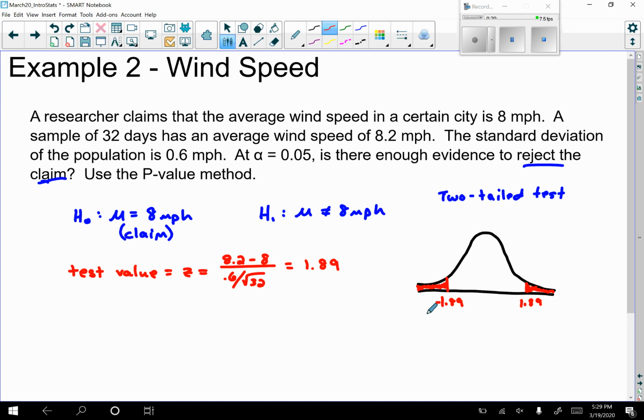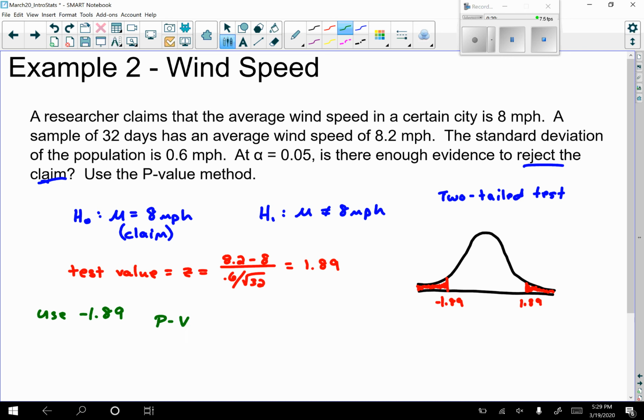We're just using one of these ends to help us find the area here, but we need to double it to get our total p-value. The p-value, just like alpha, is going to be the two split tails added back together. So I'm going to use the negative 1.89. Remember, that's going to be our upper boundary.